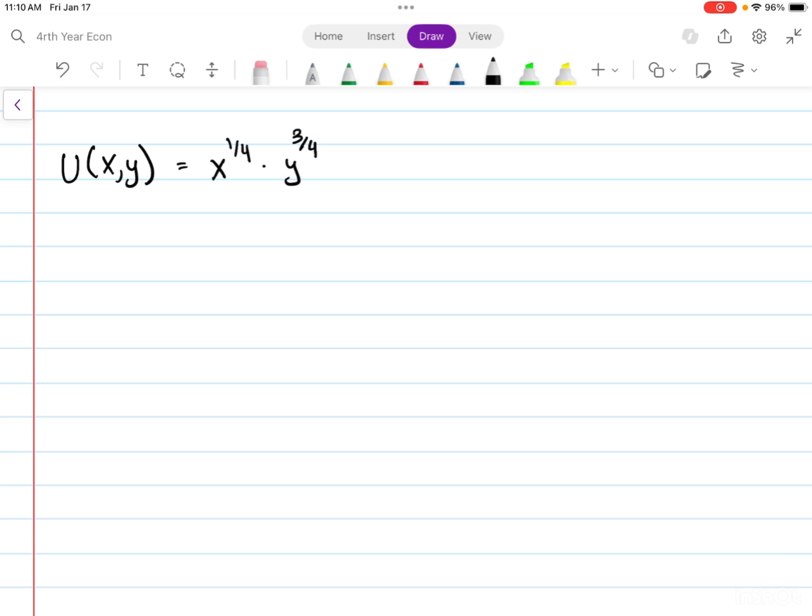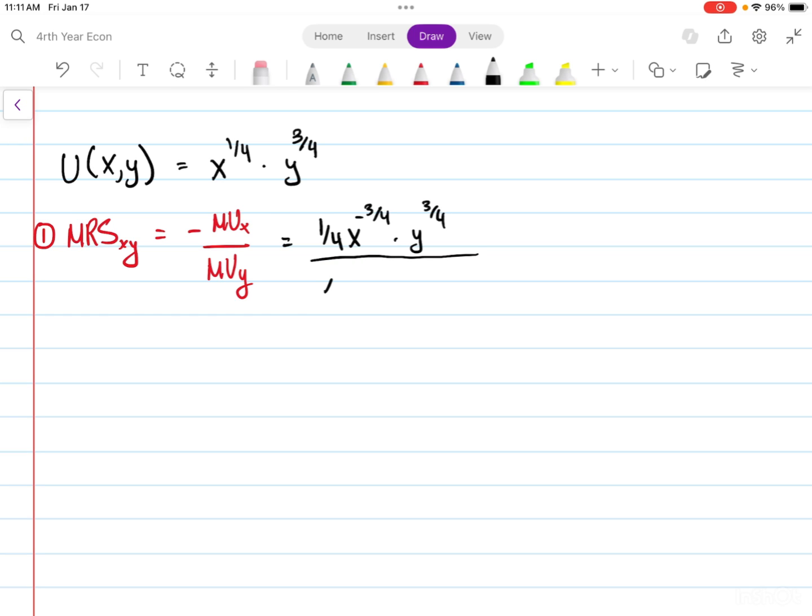So we'll walk through the exact same steps that we've done before, but this time we don't have any numbers to substitute in. The first step is finding the marginal rate of substitution, which we know is equal to the marginal utility of x over the marginal utility of y. So we have here the partial derivative of x times y to the 3 over 4. And then we do the same thing for y: we find the partial derivative of y.